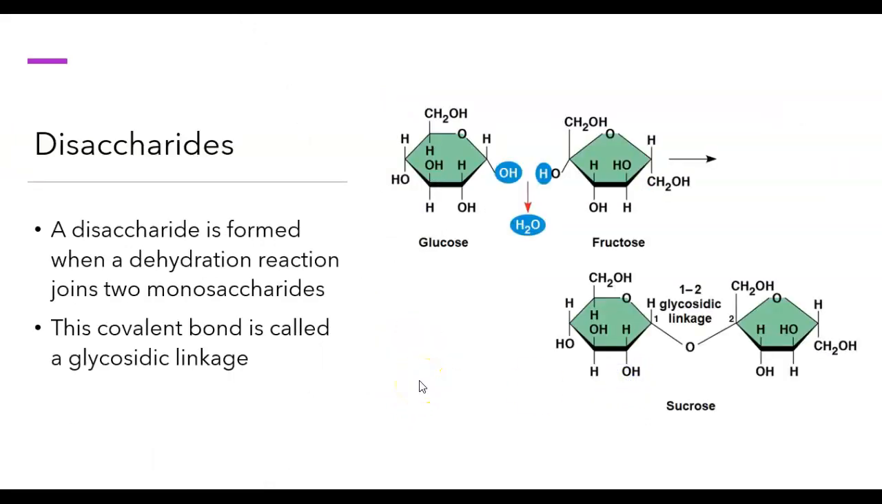Disaccharides are formed when you join two monosaccharides together, and guess what? The type of reaction we use to do that is our old friend, the dehydration synthesis. We're going to take a hydroxyl group off of one of the glucose here, and the hydrogen off of the hydroxyl group on the fructose. That makes our water, and then we've got an open bond there. We can join them together. In the case of carbohydrates, that linkage is called a glycosidic linkage. Anytime you see the prefix glyco, that usually refers to glucose or some kind of sugar, just so you know that.